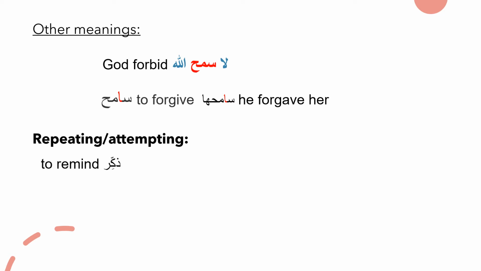It can also have this idea of repeating something or attempting to do something. So for example, dhakara means to remind, and then one word for to actively study. When you're actually sitting there with your books, with your notes, that is called dhaakara. That's the verb for to study. Darasa is more formal, like I study in a university, for example, or I study Arabic. But when you're talking about actually using the books and sitting down doing the hard work, you tend to use the word dhaakara.